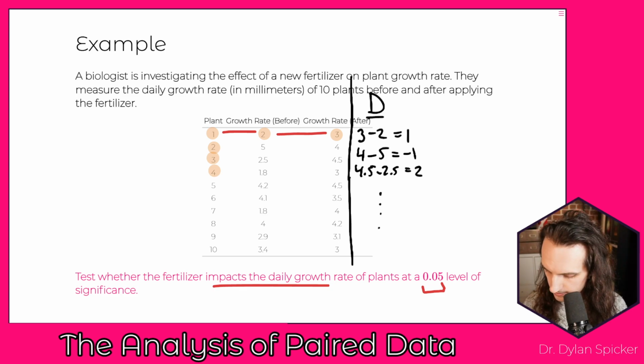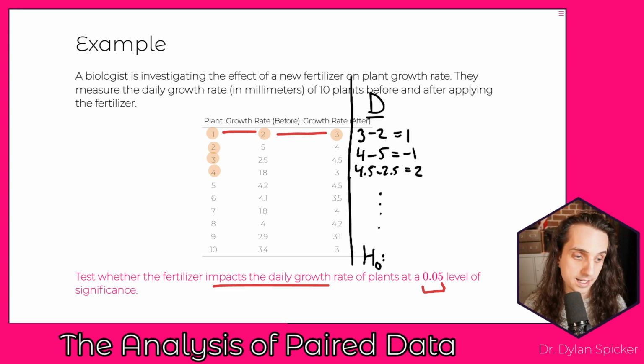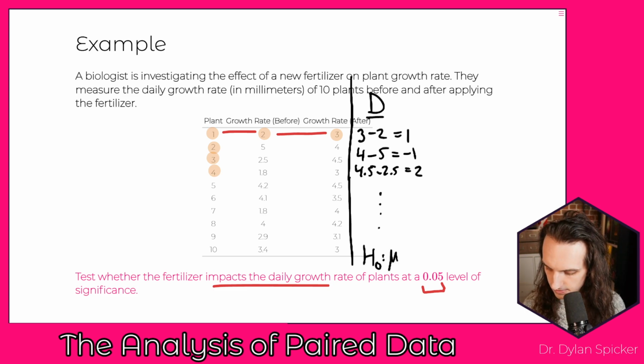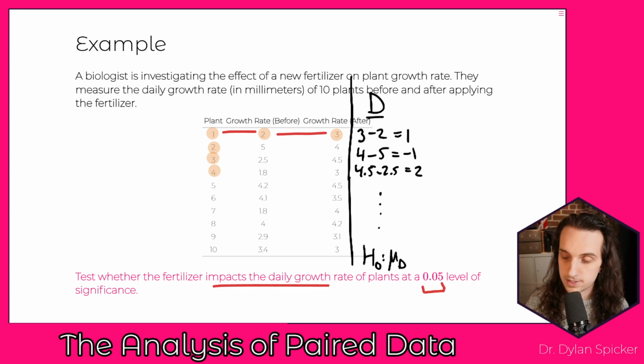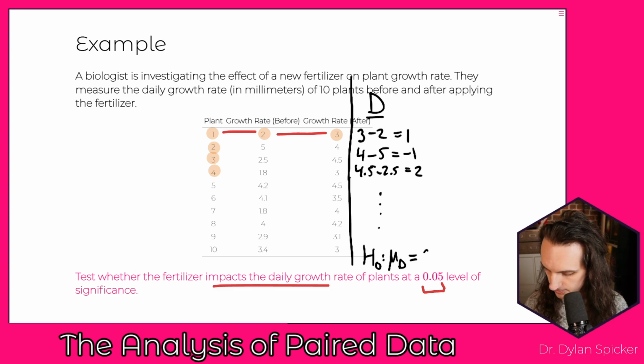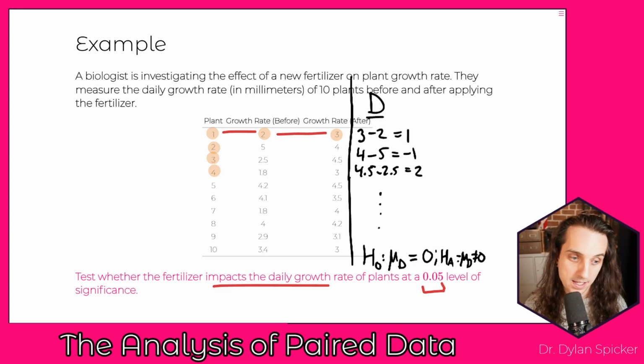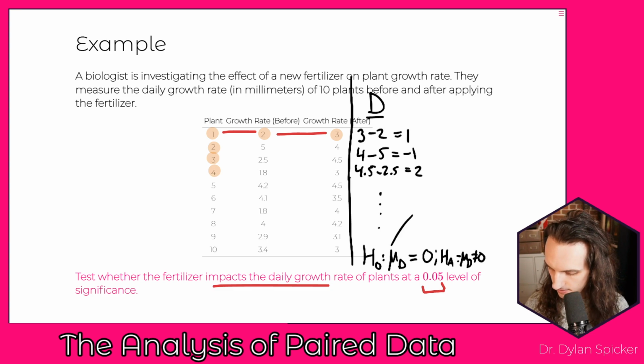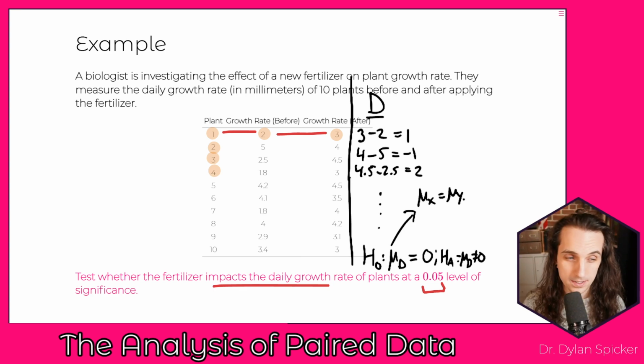Under the null hypothesis, we are going to be saying the difference in their means, so mu d, is equal to 0, versus the alternative that it is not 0. Of course, we can think about this hypothesis as saying mu x is equal to mu y. That's the setup that we're thinking about here.